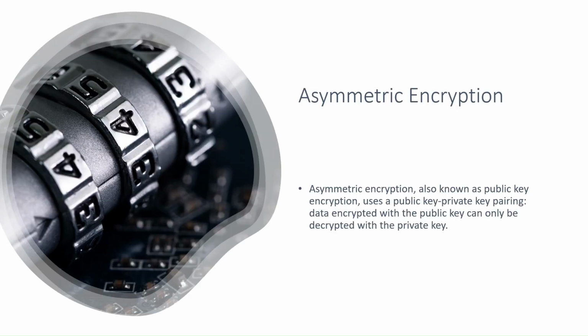The second type of encryption is called asymmetric. In asymmetric encryption, you are going to generate two keys. Usually it is called public key encryption, as opposed to the secret key encryption of the symmetric method. So asymmetric encryption uses a public key and private key pairing. Data encrypted with a public key can only be decrypted with a private key.